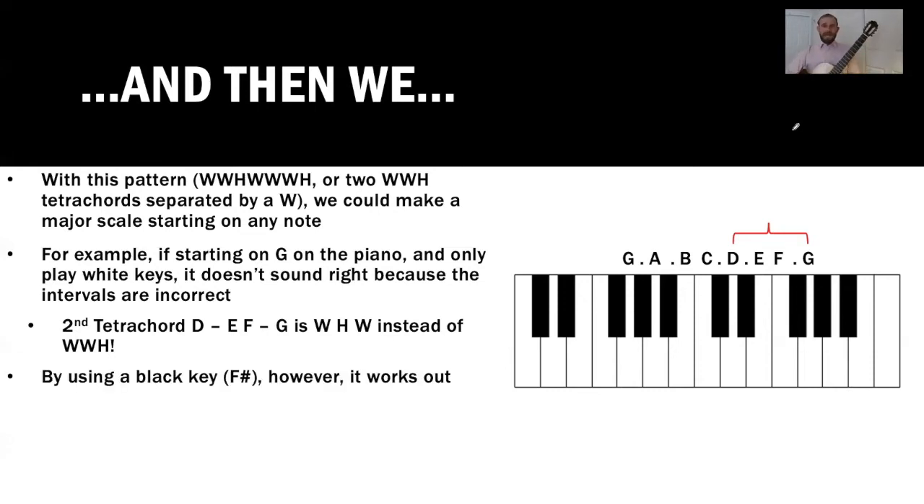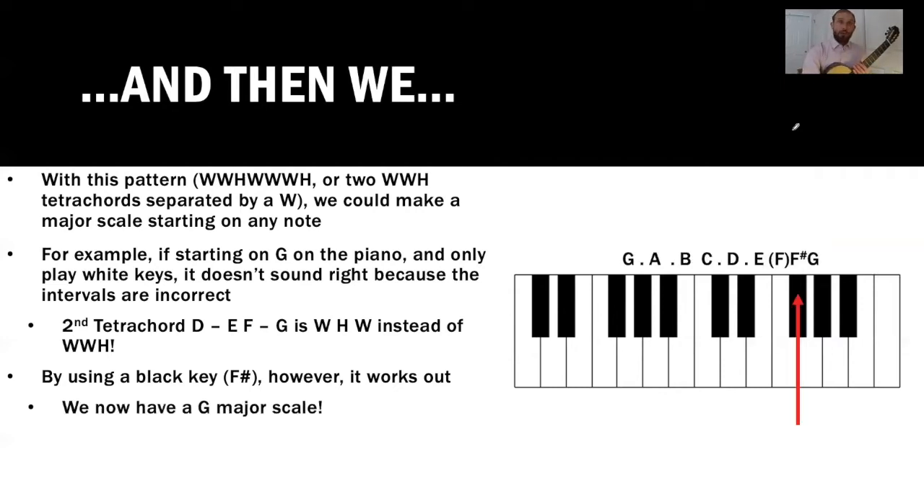But by using a black key, we can now create a major scale. Again, what we have here is D, E, F, G. That's not quite right. But by adding that F sharp, we'll have a G major scale by creating whole, whole, half. So instead of that F natural, that key in parentheses, with the F sharp, we now have D, E, F sharp, G, whole, whole, half. We now have a major scale.